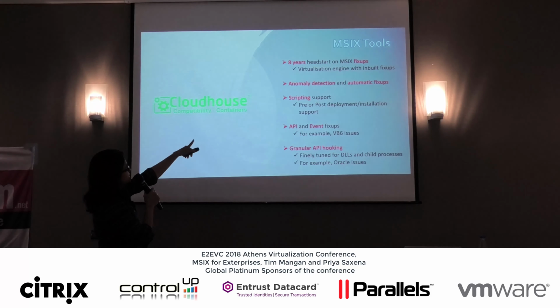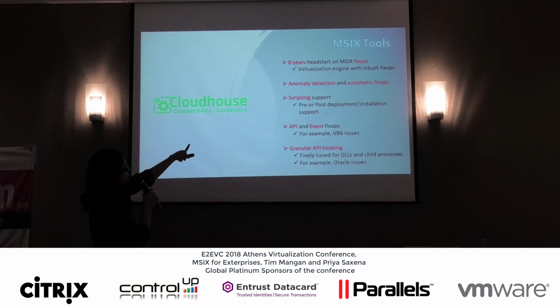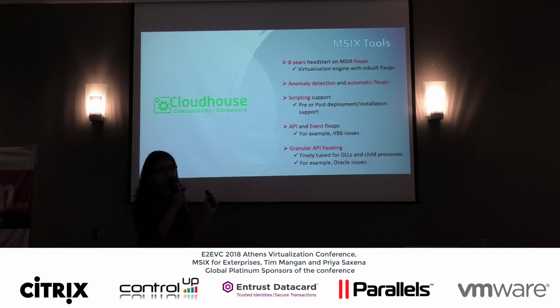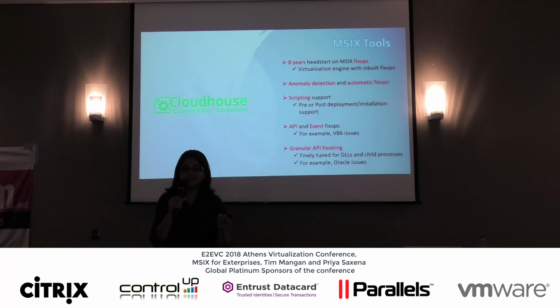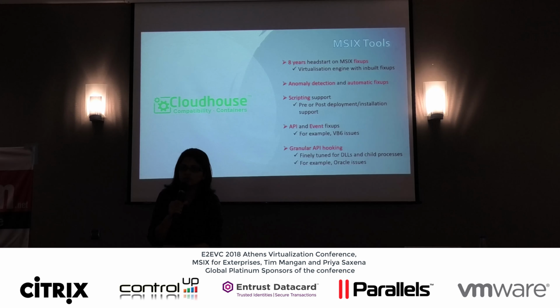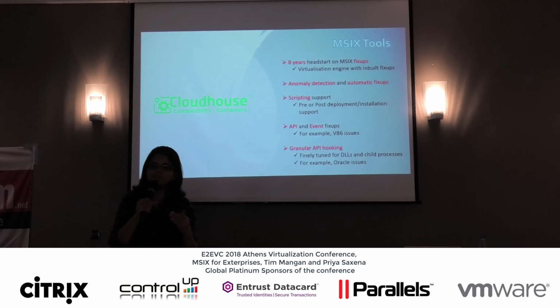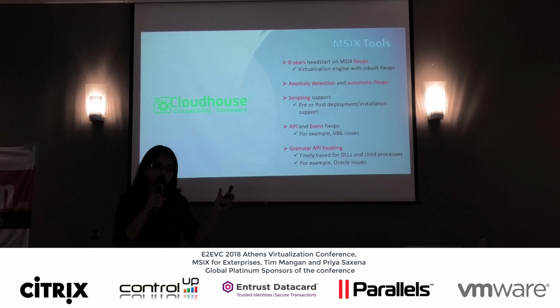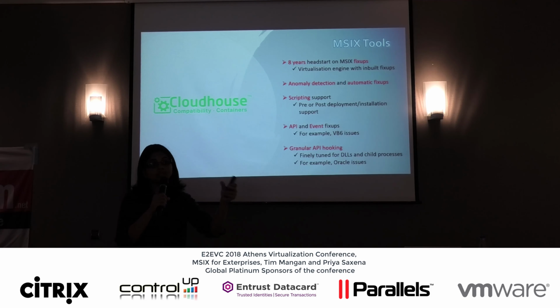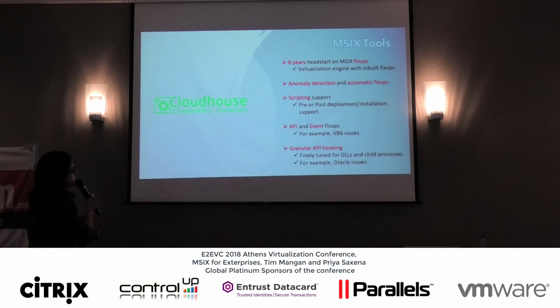Other things are detecting the anomalies, automatic fix-ups, and scripting support. Now, most of the time, customers come to us saying, we have this prerequisite. We need to install this service or driver, and our app doesn't work without that. So there is a provision in CloudHouse to package an application and trigger your pre-install, post-install, or pre-run and post-run scripts. If you are stuck on that and you can't move to Windows 10, that is the way forward. You can do it using the scripting mechanism.